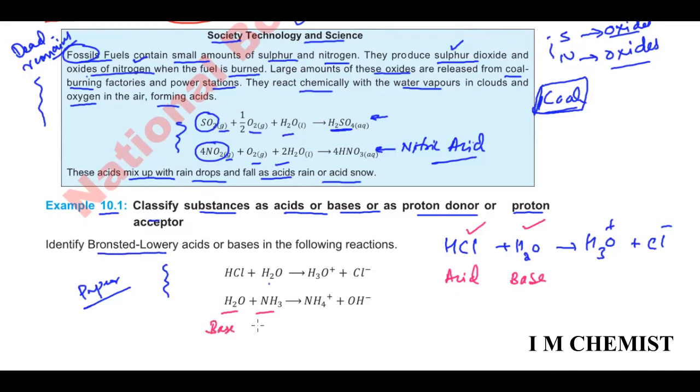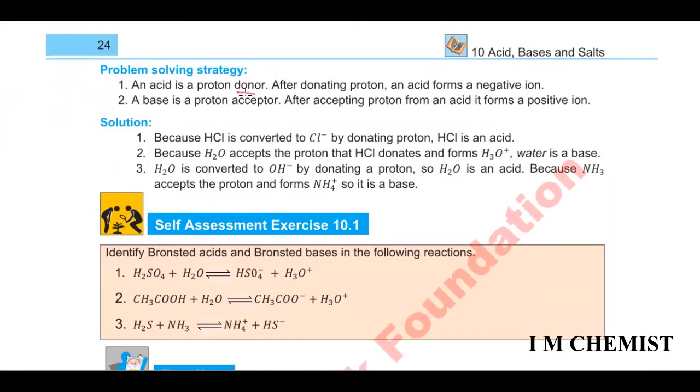And which one would act as a base? NH3. NH3 is ammonia. An acid is a proton donor. After donating a proton, an acid forms a negative ion. हाँ ये important है. Like हमने पढ़ा ना HCl plus water.